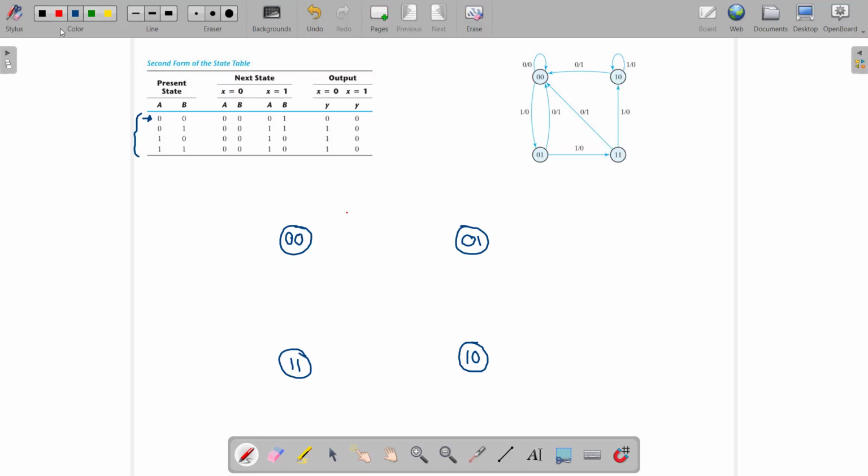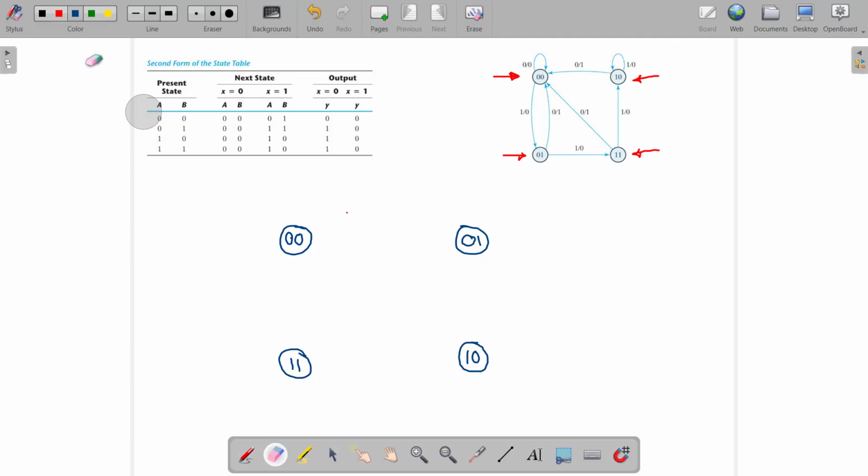For example, look at the state diagram in our reference book. Here 0 0 is written, here 1 0 is written, here 1 1 is written, and here 0 1 is written, but I write in a different form. It doesn't matter. Now look here, listen carefully.